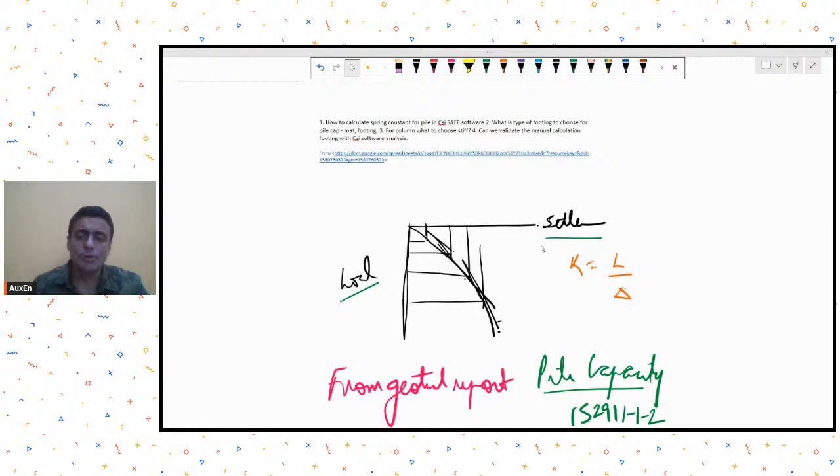Of course, you may not be able to do it for maybe some raft like thing, because in rafts the moments will also be generated due to differential settlement. So maybe in raft, cross verification with manual results may be difficult, but otherwise you can easily cross verify for your general isolated footings or eccentric footings. Even for normal pile caps, you can cross verify the results with manual calculations.